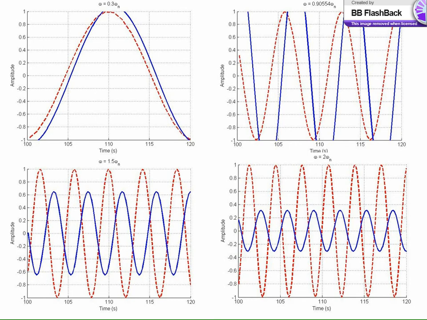The phase here, we're getting closer to about 180 degrees apart. And finally, as we get much, much further away from our omega n, we get a phase difference of 180 degrees.